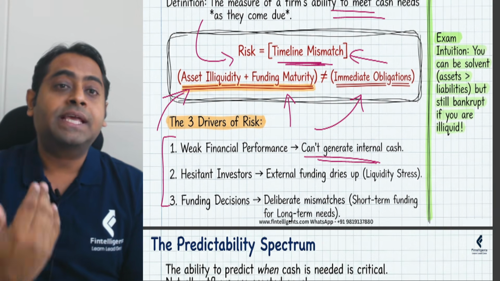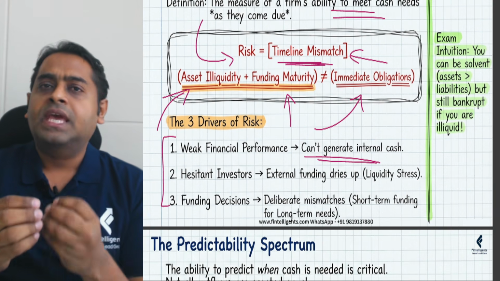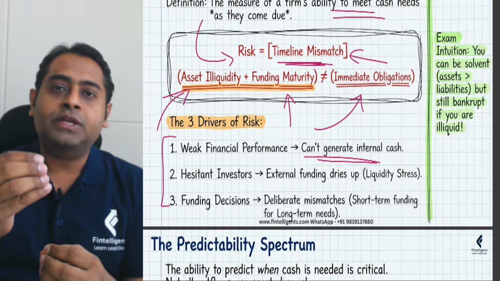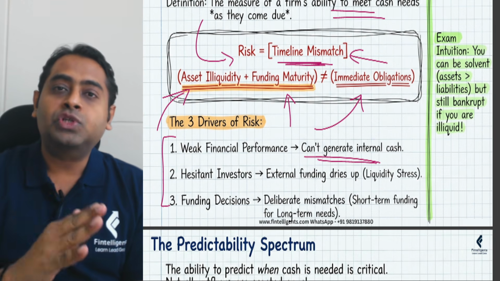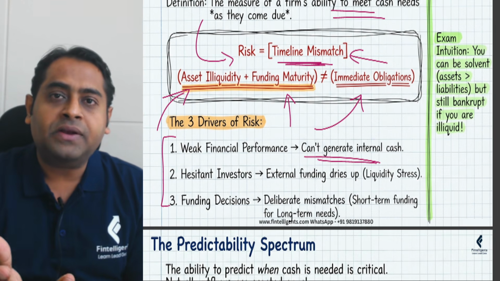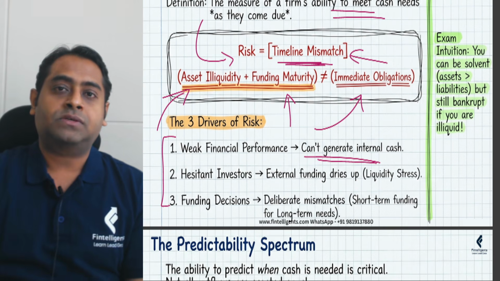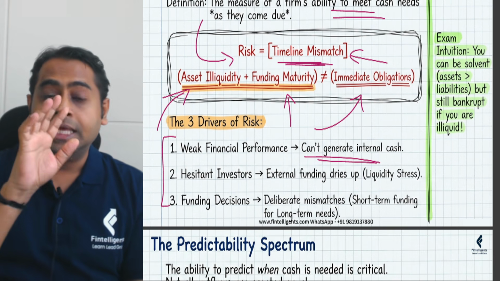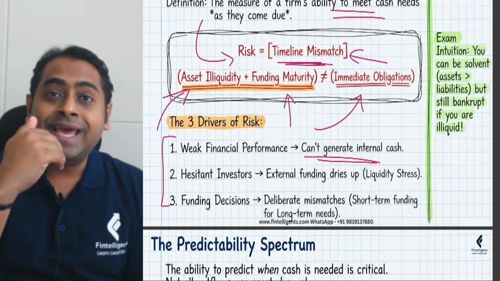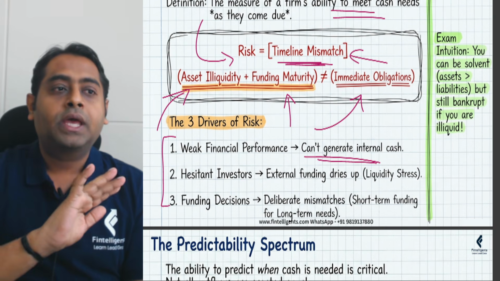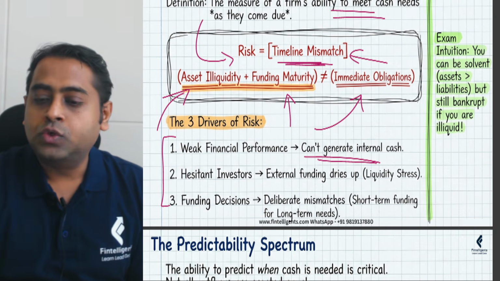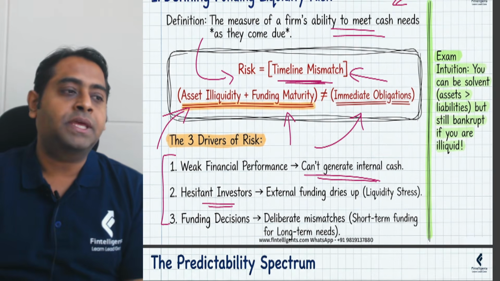The second one: hesitant investors. Think about this. If there is news in the market that your company is not doing well, how will other banks or financial institutions give you money? Very difficult, right? So when other investors who can provide you liquidity are hesitant, the external funding, the wholesale banking funding that might have come to you, is now gone. So hesitant investors are also one of the main reasons.